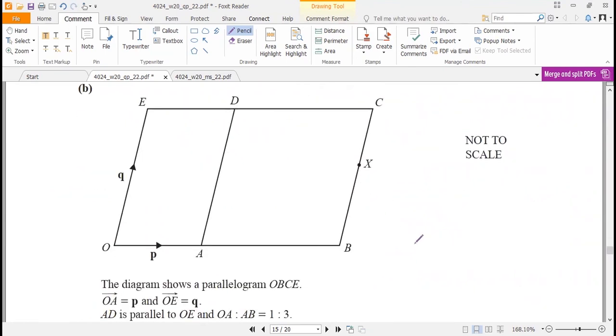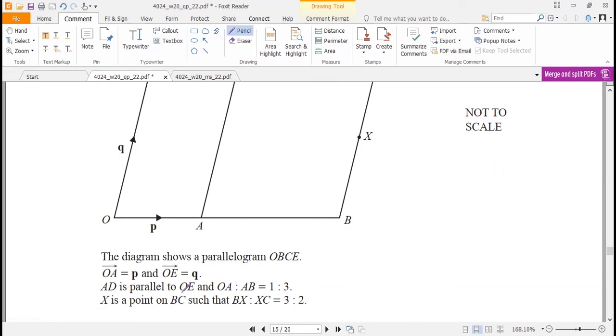Okay, now come to part B. The diagram shows a parallelogram OBCE. Okay, OA is equal to b, as you see over here, and OE is equal to q. AD is parallel to OE.